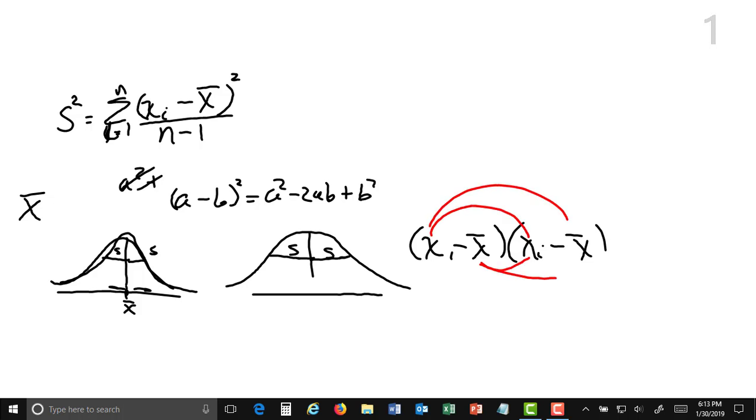And in this case, this is an I, by the way. I'm just doing this part. I don't have the summation sign yet, okay? You all right with that? Okay, so what's x of I times x of I?